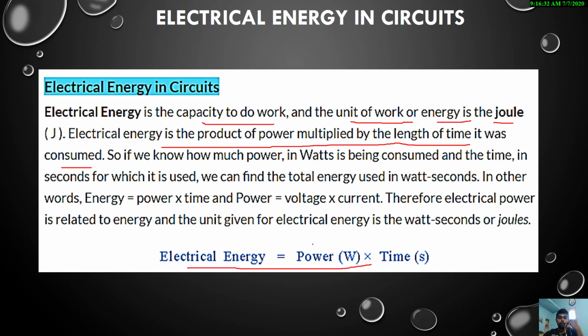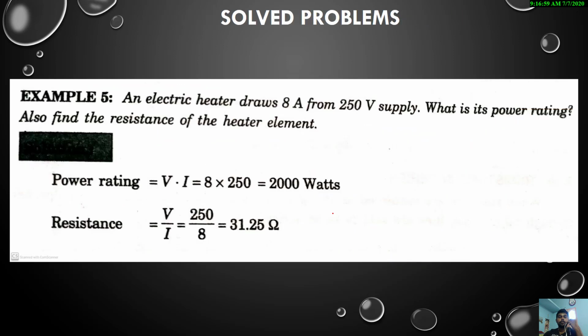The power can be rewritten as V into I as per the electrical power definition. Therefore, it is given as V into I into time t. So its units will be watts-seconds or joules. This is about electrical energy in a circuit, and we will see a solved problem.